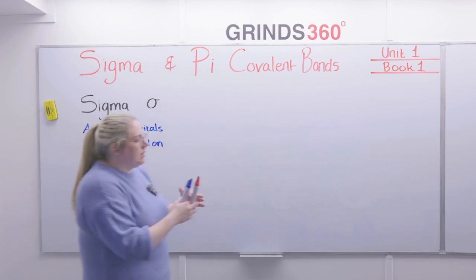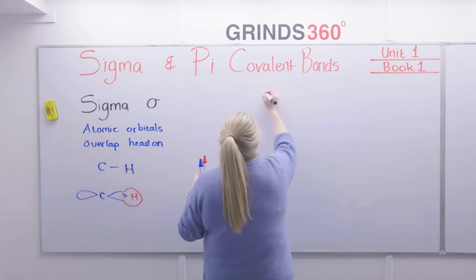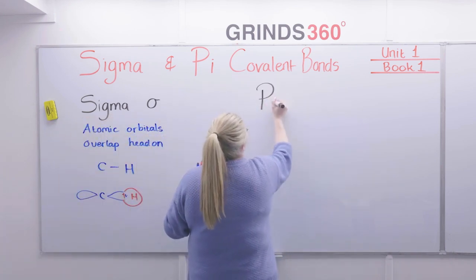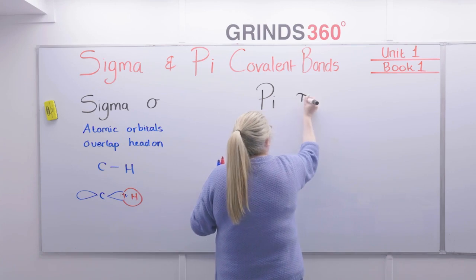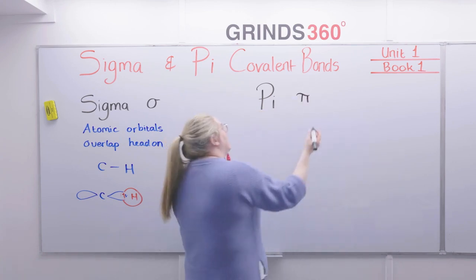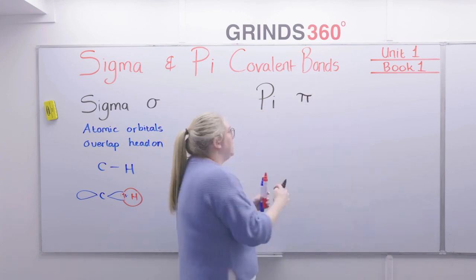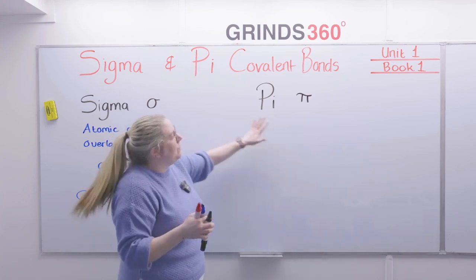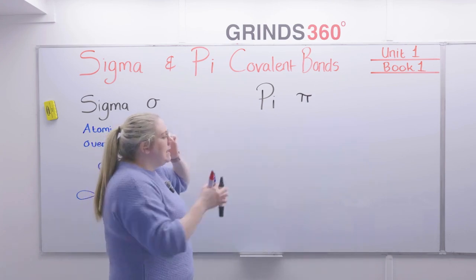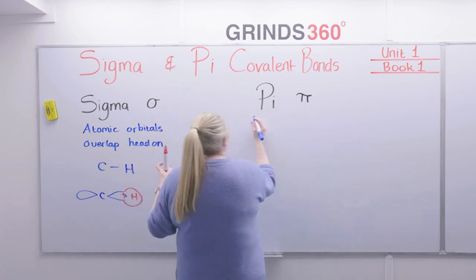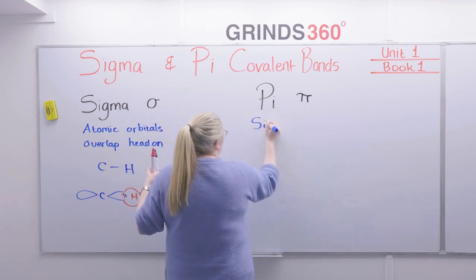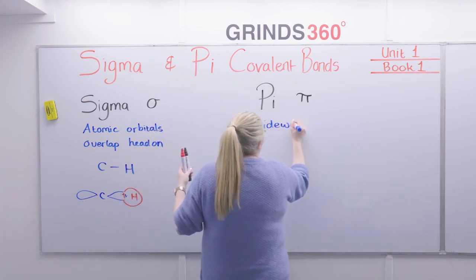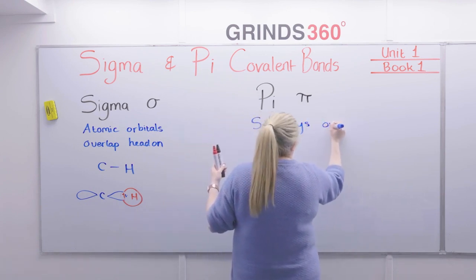Now, a pi bond, pi has this symbol here. And it's the dodgiest pi symbol in the world. But anyway, we're going to go with it. Now, it's like an 11 with a little bridge on the top. Okay, now for pi, this is formed by the sideways overlap of atomic orbitals, sideways or side on.